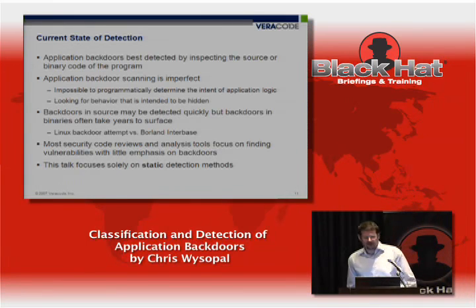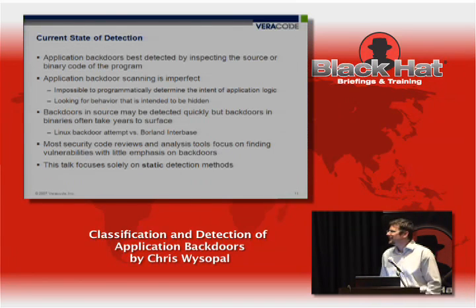The reason it's difficult is the behavior is intended to be hidden from someone looking for it. So that obviously makes it a problem.